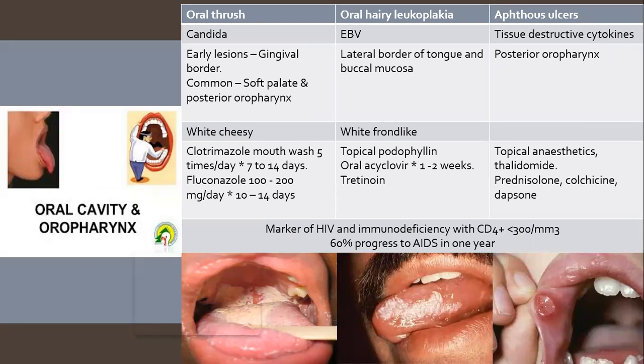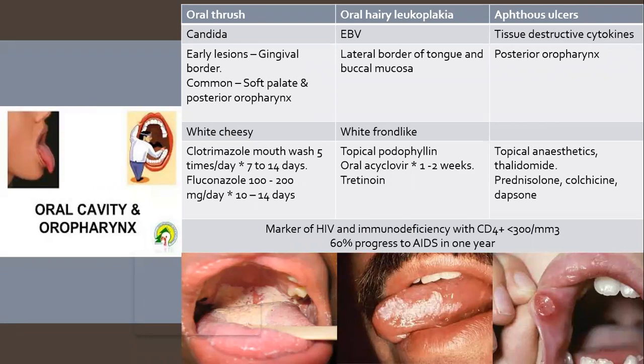So thrush, we know it is a white cheesy lesion. It occurs in the gingival border initially, and then it occurs in the soft palate and posterior oropharynx. You can see the image where it has occurred. Whereas hairy leukoplakia is also white in color, but it is a more frond-like lesion in the lateral border of the tongue and buccal mucosa. You can see the location. So the same white lesion, if it is occurring in the tongue and oropharynx, it is thrush. If it is occurring in the lateral border of the tongue and in the buccal mucosa, it is called oral hairy leukoplakia due to EBV.